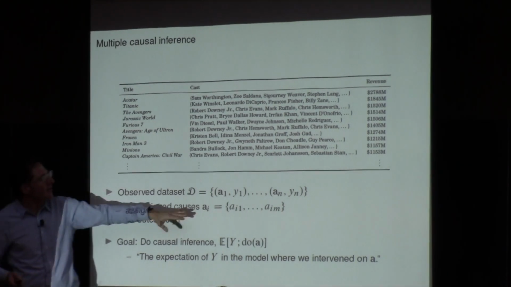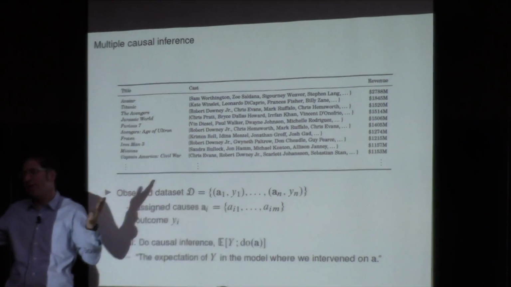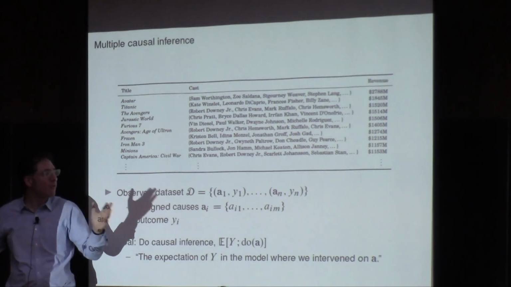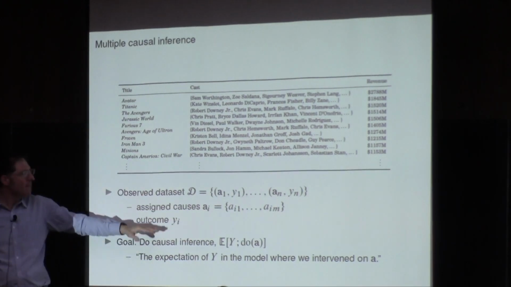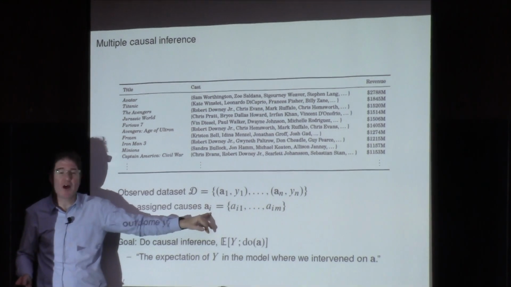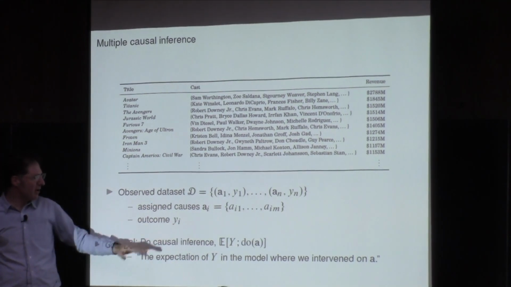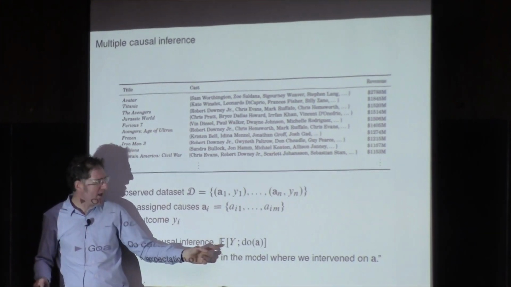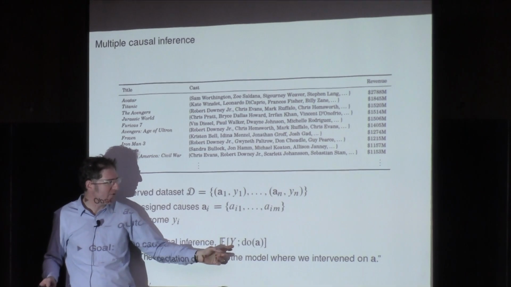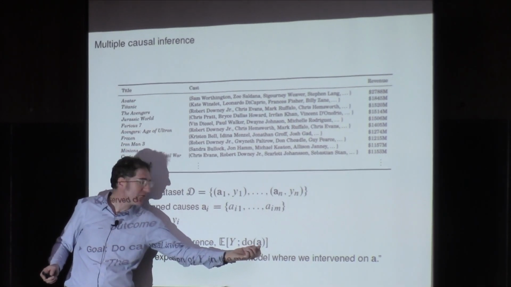Okay, so let's go into some more details. Our observed data set is A, Y. A is, in this case, a binary vector of who's in the movie, and Y is how much money the movie made. And I have N movies. We call A the assigned causes. That's who we decided to cast in the movie. The outcome is Y. Our goal is to do causal inference. In Pearl's notation, we want to calculate the expectation of the revenue in a movie where I intervene on the cast, and I cast with little a.